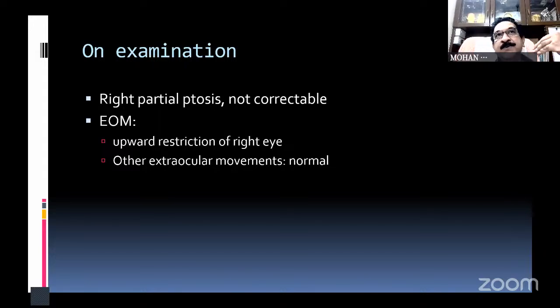On the contrary, what you get in thyroid ophthalmopathy is lid retraction. Because of the fibrosis and restriction, the lid is pulled up, and you get eyelid retraction, the so-called Von Graefe sign. So thyroid ophthalmopathy will not produce ptosis.